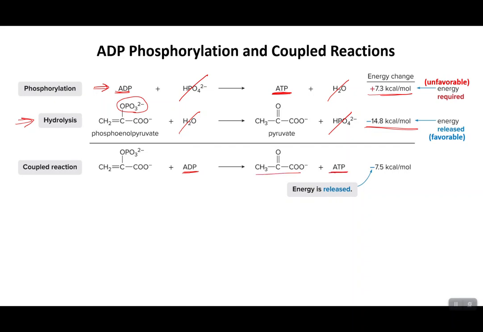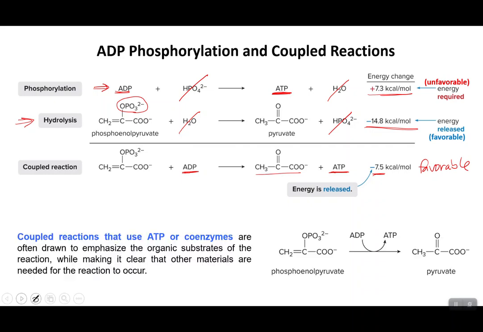And now notice that the energy is released. When you do negative 14.8 plus 7.3, you get negative 7.5. So what this is telling you is that when these two reactions are coupled, the overall energy change, the net energy change, is negative, meaning it is favorable. So now this reaction can proceed to go from ADP to ATP. So this is the importance of coupling reactions.